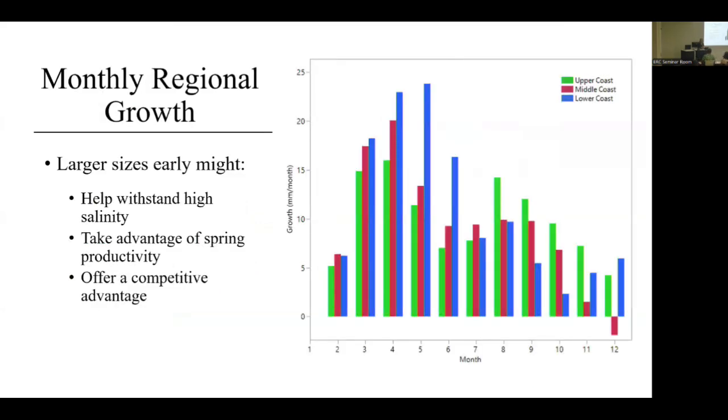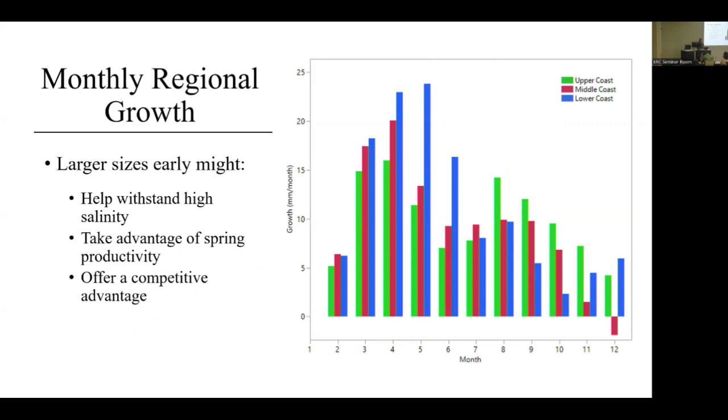To further break this down, I have growth per month separated on the axis again for the upper coast in green, middle coast in red, and lower coast in blue. And we do see these distinct regional trends moving from north to south alongside salinity changes. That brings us to ask why we might be seeing these differences in salinity per bay. So why might there be a benefit for these larger sizes to occur earlier in life in higher salinity regions than in lower salinity regions?